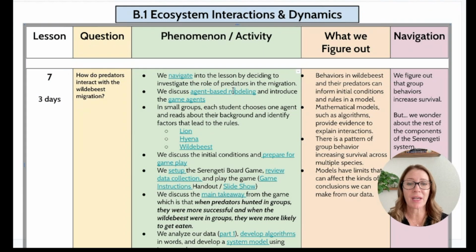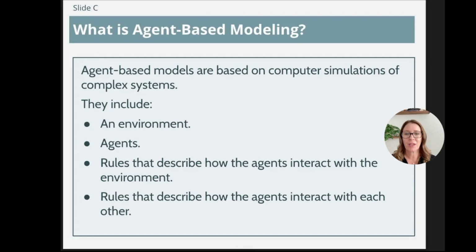We're then going to discuss agent-based modeling and introduce the game agent. So let's look at that slide real quick. So agent-based modeling is based on computer simulations of complex systems. So it includes an environment, the agents, the rules that describe how the agents interact with the environment, and rules that describe how the agents interact with each other. So we're going to simulate a complex ecosystem, and that's what this learning set is about. We're adding complexity to the ecosystem.